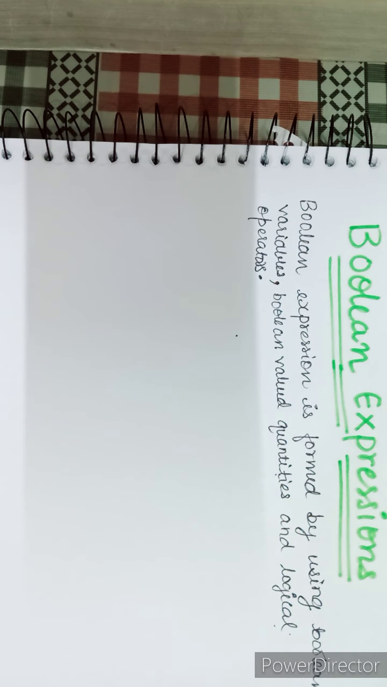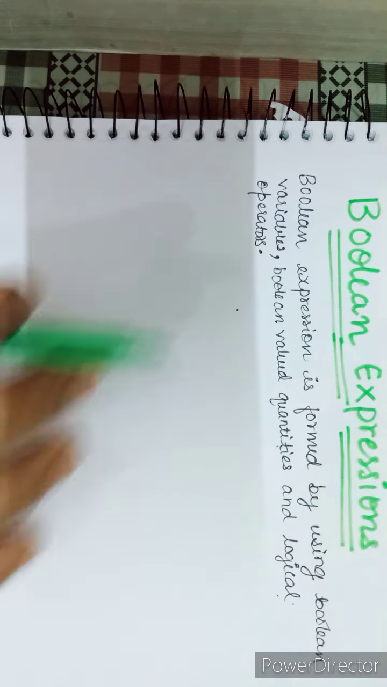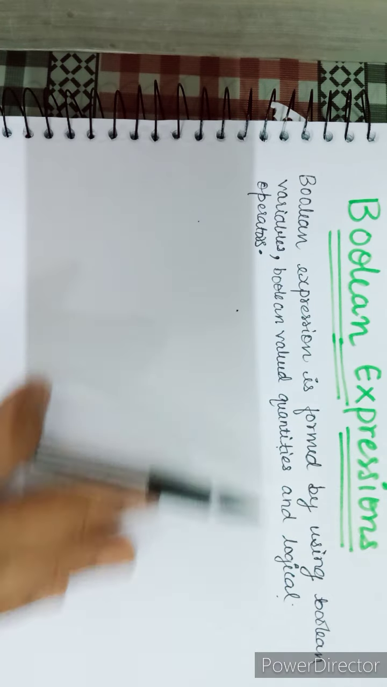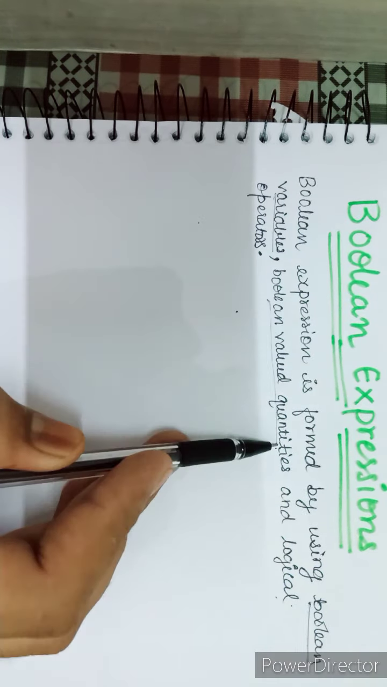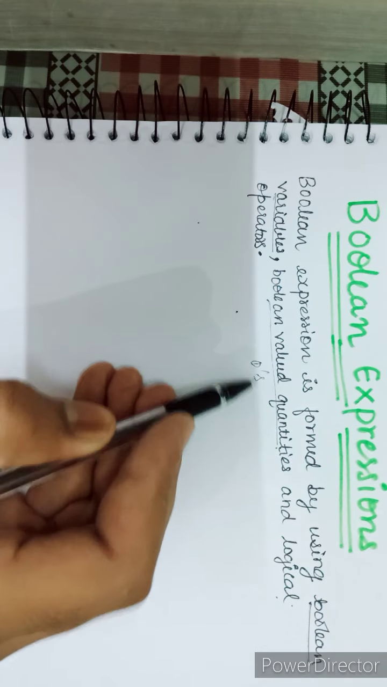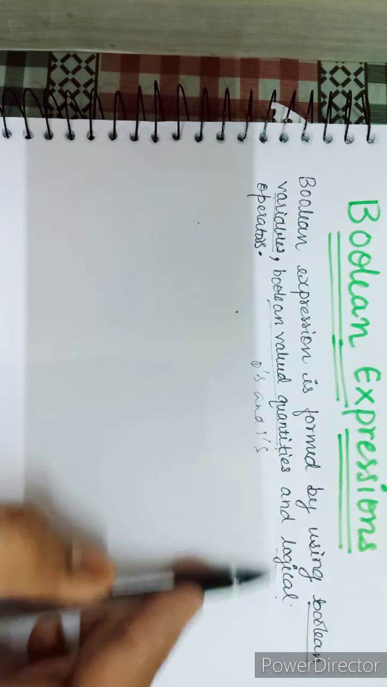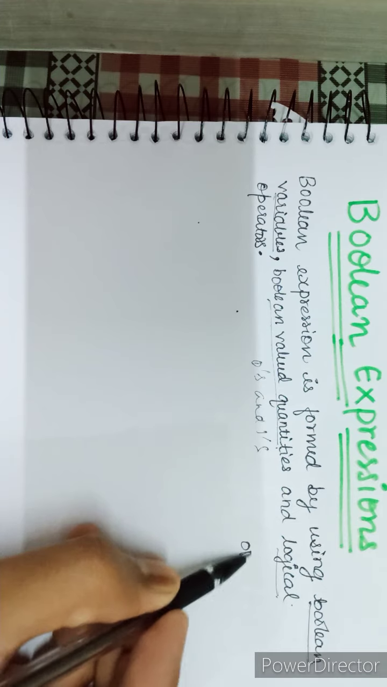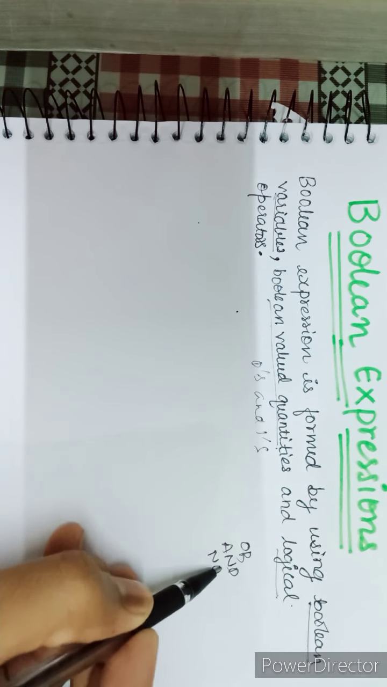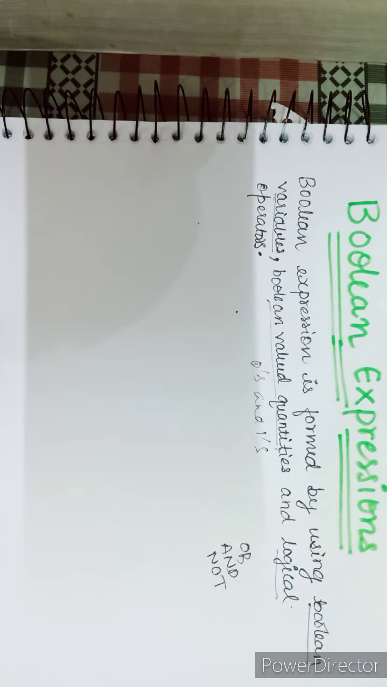Hello friends, today we will discuss in this video Boolean expression and compound Boolean expression. First is Boolean expression. A Boolean expression is formed by using Boolean variables, Boolean valued quantities and logical operators. Boolean valued quantities are values like zeros and ones. We have three logical operators: OR, AND, NOT. Let us take an example to understand this.